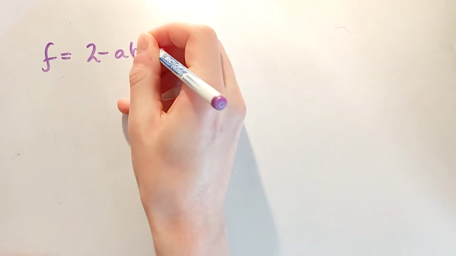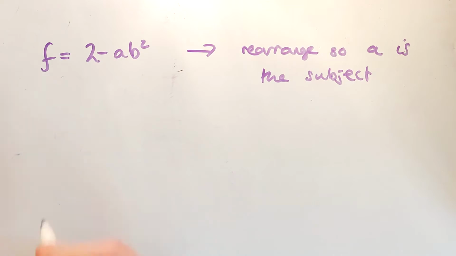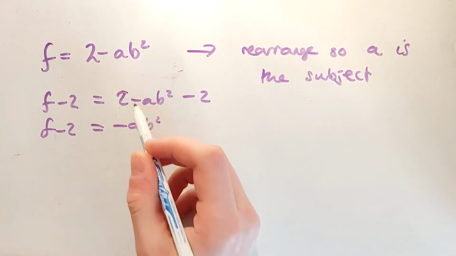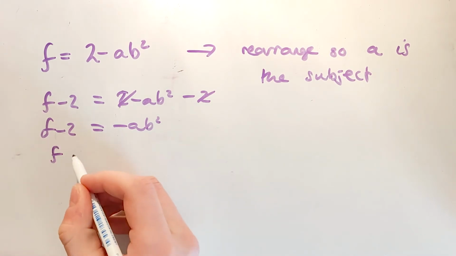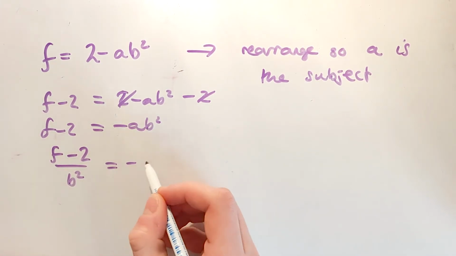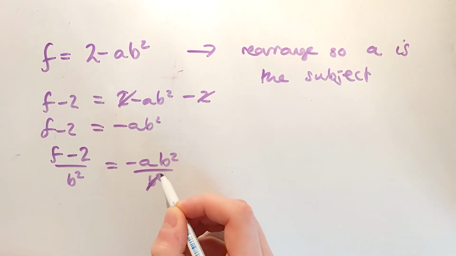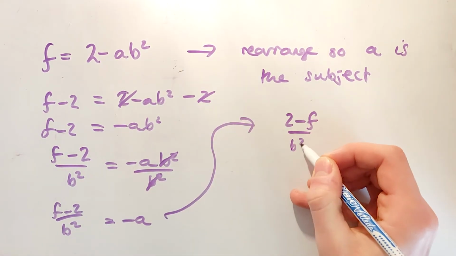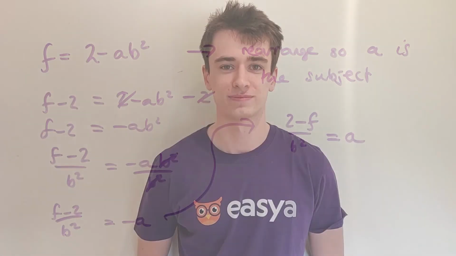Now let's move on to a more complicated example. Rearrange this so a is the subject. Start by subtracting 2 from both sides of the equation. Then divide both sides of the equation by b squared. This will get rid of the b squared on the right. We can then divide the equation through by -1 to leave a on the right, and we've rearranged the equation.